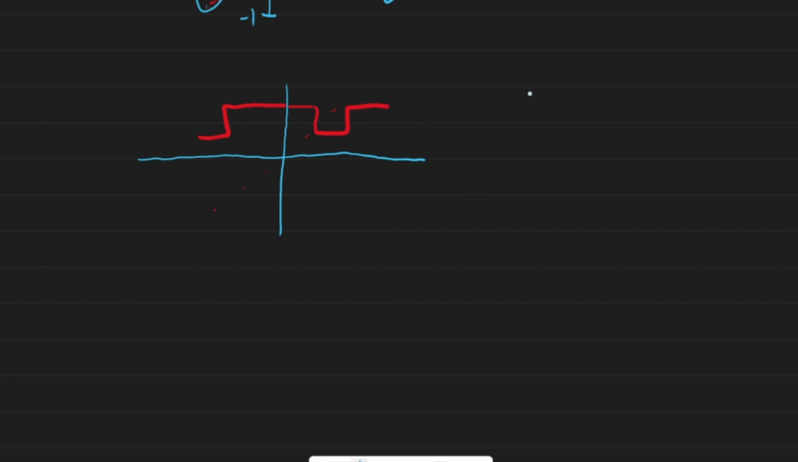Another example of a graph that is neither odd nor even would be something like maybe a straight line, something like that. y is equal to 2x plus 3. So we can see that it's not symmetrical about the y-axis, nor is it symmetrical about the point of origin.